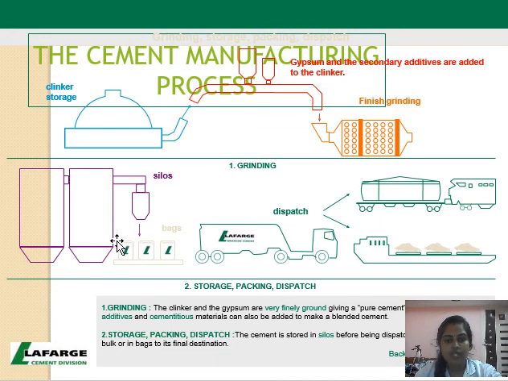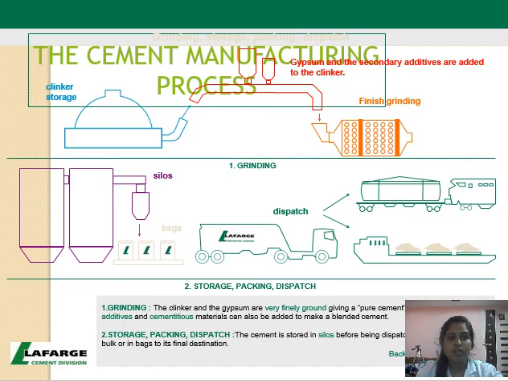After that it goes to the silos, and from there it is dispatched to the places where it is needed. So this is about the manufacturing process of cement, that is, the wet process and the dry process. The wet process is done mainly with raw materials in slurry form. The dry process is done with dry raw materials. The main difference is that in the wet process limestone and clay are dispersed in water, but here limestone and clay are mixed separately and then water is added.